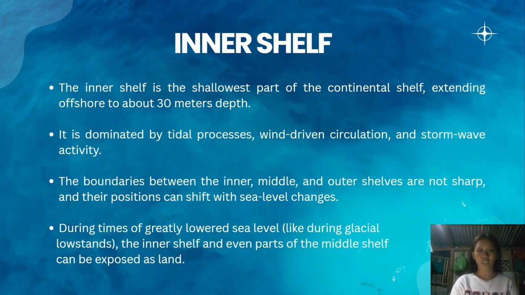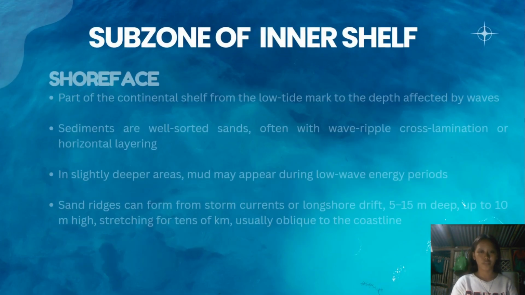So, in simple terms, this part of the ocean is just past the beach, where waves move the sand back and forth. You can see ripples and layers in the sand, and sometimes mud settles when it's calm. Strong waves or storms can push the sand into long underwater hills called ridges. Next, let's talk about the subzone of the inner shelf, which is the shore face.